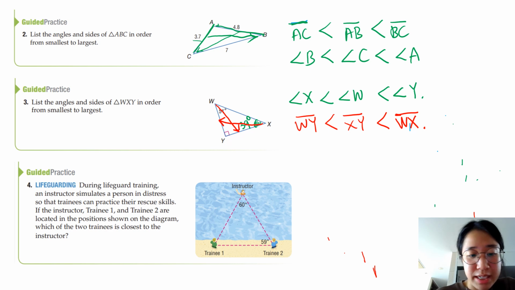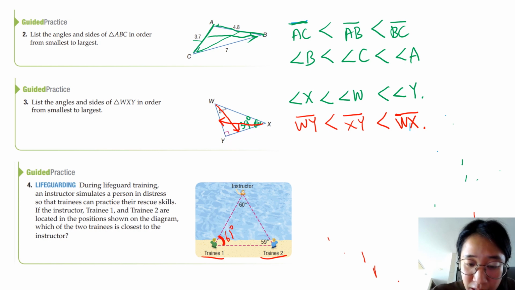The last problem of the lesson says, during lifeguard training, an instructor simulates a person in distress so that the trainees can practice their rescue skills. In the instructor training 1 and training 2, they are right here, are located in the positions shown on the diagram. Which one is closest to the instructor? Okay, so you guys can tell me the angle measures right here where training 1 is standing up. That is 60, 59, so what is it? 61, so that they can all add up to 180.